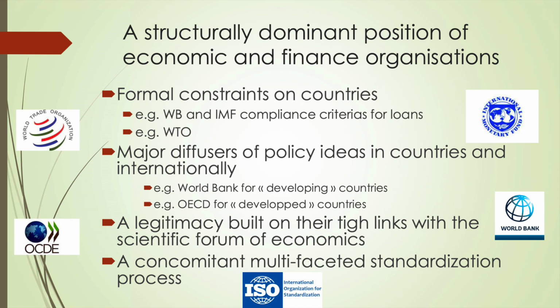And what is the result of all this, in the case of the food system, is that we can see a structurally dominant position of non-agriculture-specialized organizations, of economic and finance organizations. These organizations are, for instance, the World Bank or the IMF, who have the power to constrain the states. And for instance, for loans, they can say to the states, if you want the loan, you have to implement this model or this model of economy.